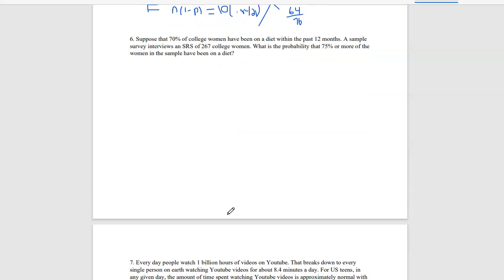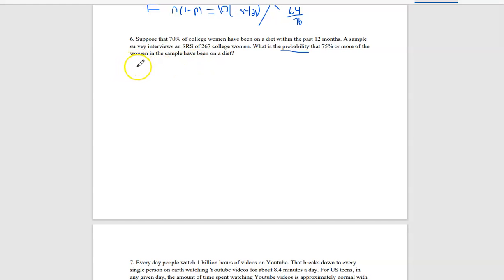All right, number 6. Suppose that 70% of college women have been on a diet for the past 12 months. A sample survey interviews 267 college women. What is the probability that 75% or more of women in the sample have been on a diet? All right, so we're looking for probability, right? So I should probably do my 3 checks.